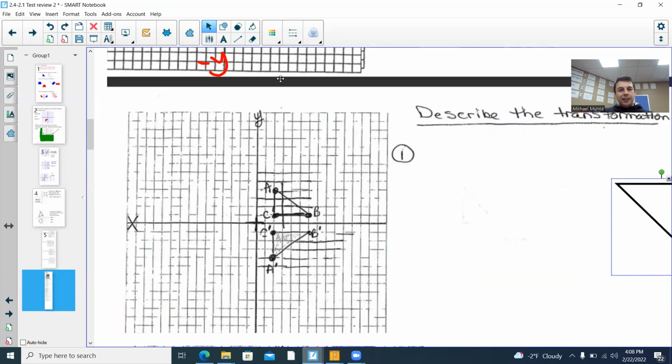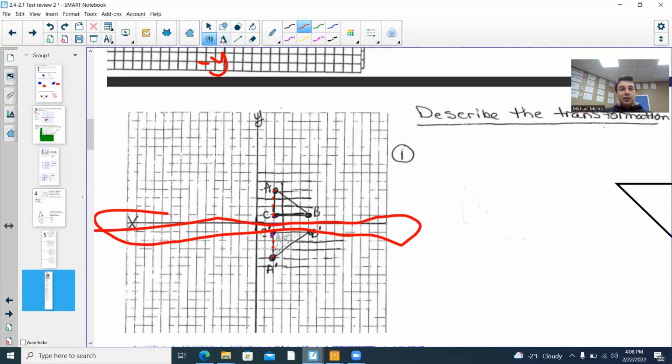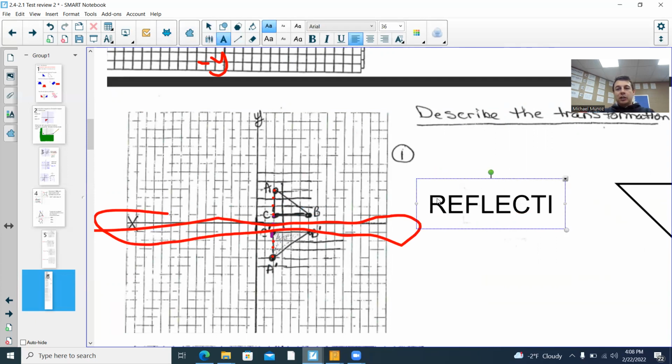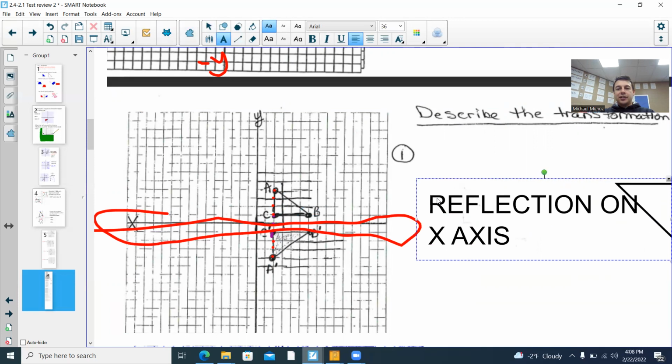This one, I can see that it's going to be a reflection. The reason I know this is if I start on the line here above the C on the x-axis, I can see that I'm going up 1 to this C, and I can go down 1 here and have C be in line with it. A would be the same thing. I could go up 1, 2, 3, 4, and I go back to the x-axis and go down 1, 2, 3, 4. So those are reflections. And I have to be specific, and it reflects on the x-axis. So I would just put reflection on x-axis.